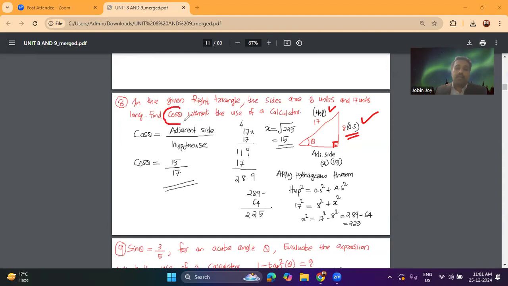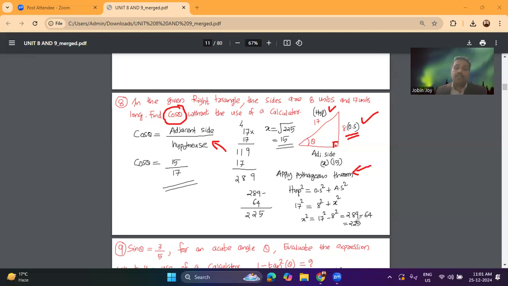Here I'm calculating cos theta. What is the relation to calculate cos theta? Cos theta is equal to adjacent side divided by hypotenuse. Here the problem is we know the opposite side and hypotenuse, but we don't know the adjacent side. What will we do? We will apply Pythagoras theorem. Hypotenuse square is equal to opposite side square plus adjacent side square. So 17 square is equal to 8 square plus adjacent side, which I will put as x square. So x square is equal to 17 square minus 8 square.